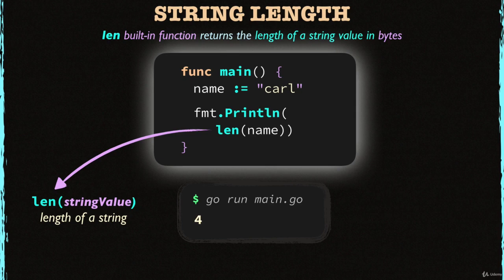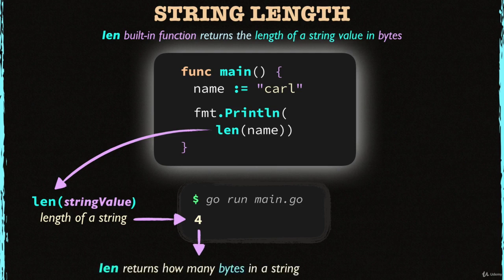As you can see, it prints 4. So you can use the len function to find out how many characters are in a string value. However, this is only true for a string value which only contains English characters. Actually, the len function finds out how many bytes are in a string value. It actually doesn't find how many characters are in a string.